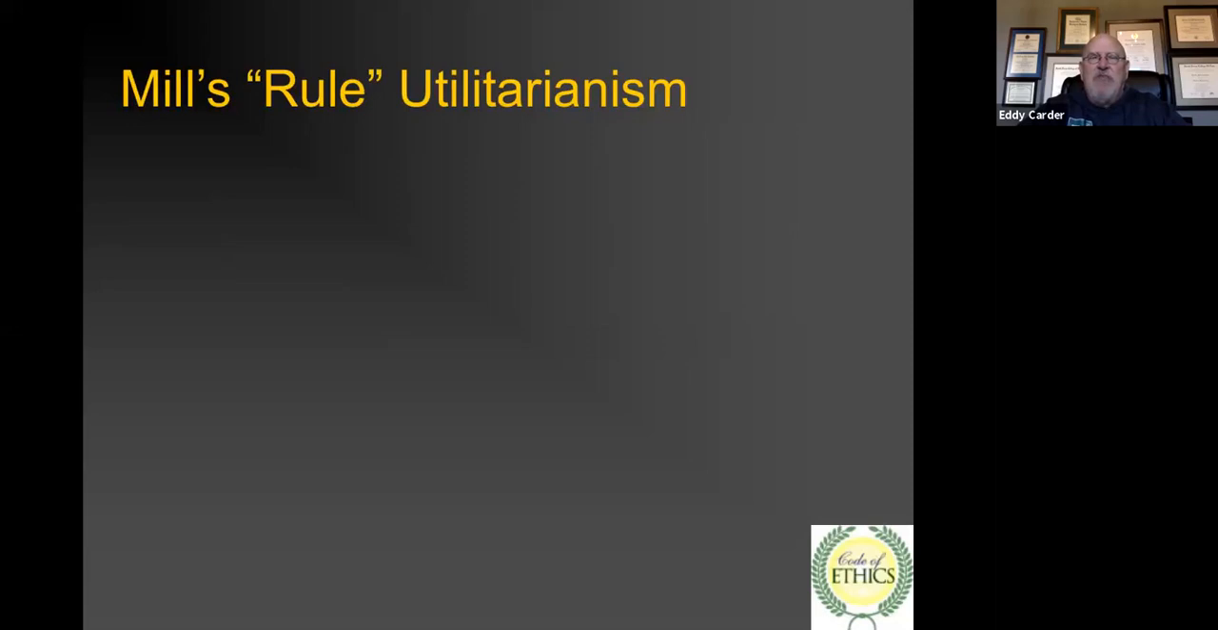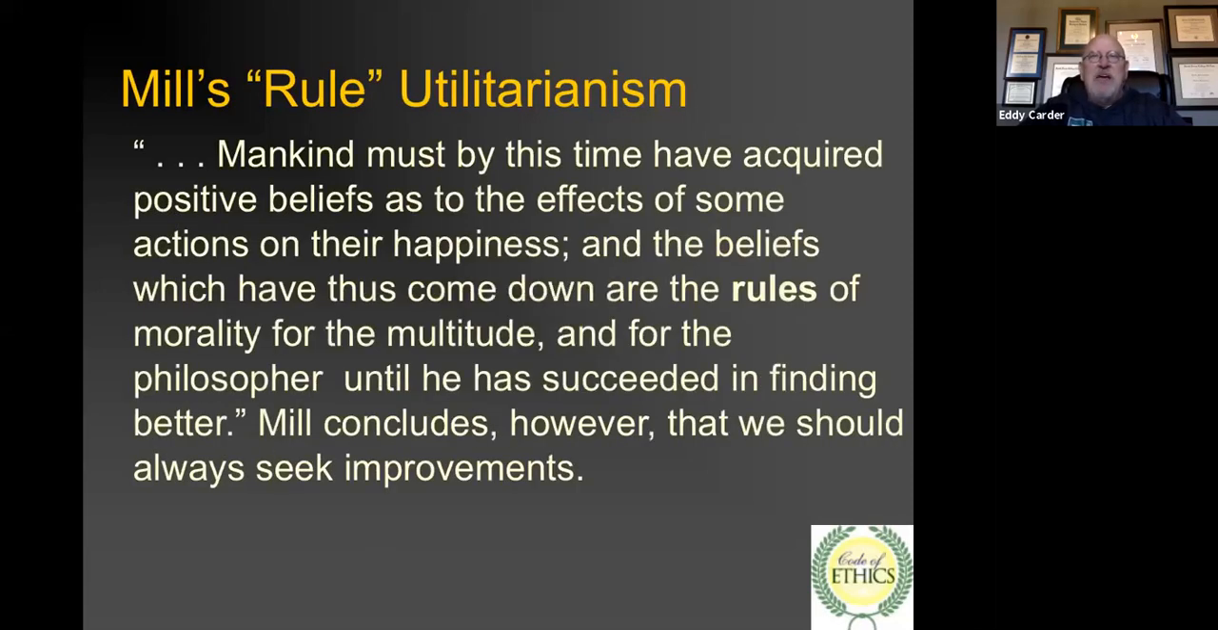Now let's talk briefly about Mr. Mill's rule utilitarianism, which stands in distinction to Mr. Bentham's act utilitarianism. Mr. Mill says mankind must by this time have acquired positive beliefs as to the effects of some actions on their happiness, and the beliefs which have thus come down are the rules of morality for the multitude and for the philosopher until he has succeeded in finding better.